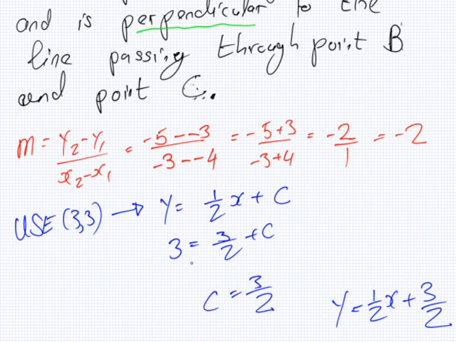So, okay. Let me tell you about L. Line L passes through point A and is perpendicular to the line passing through point A and point B.